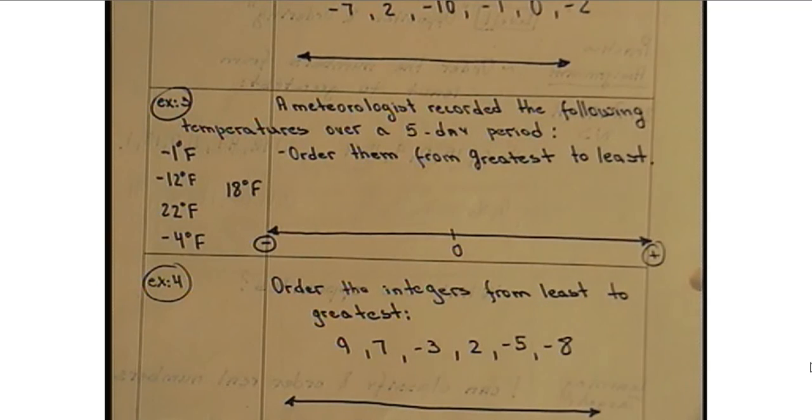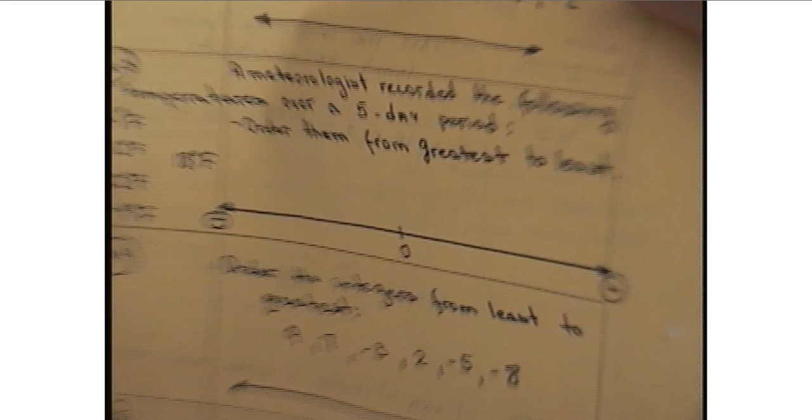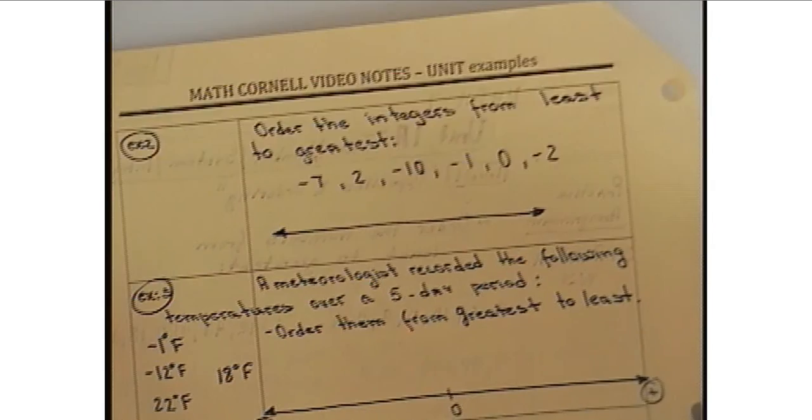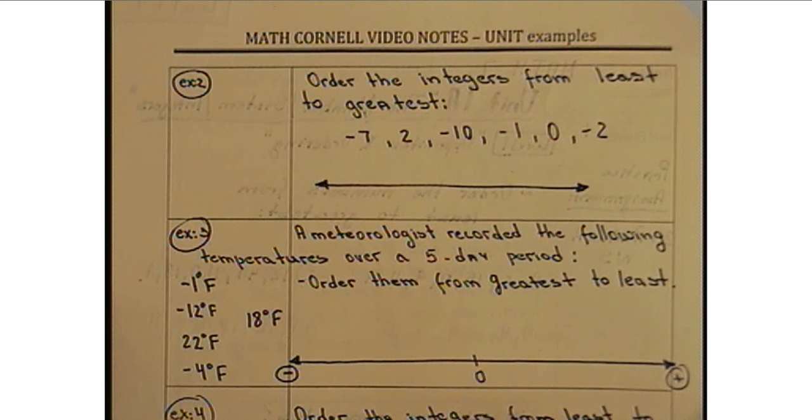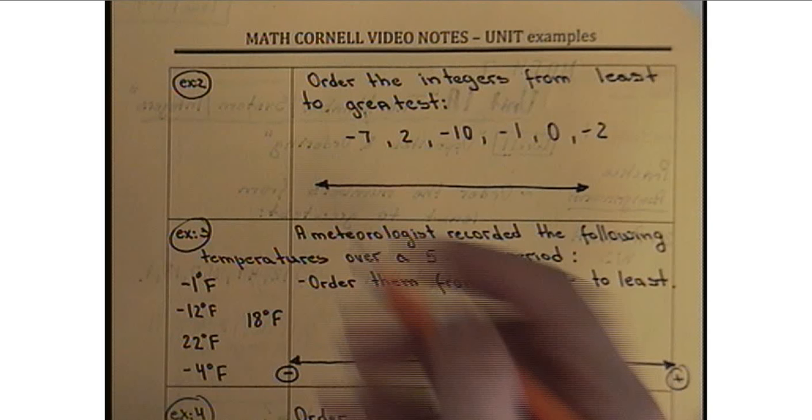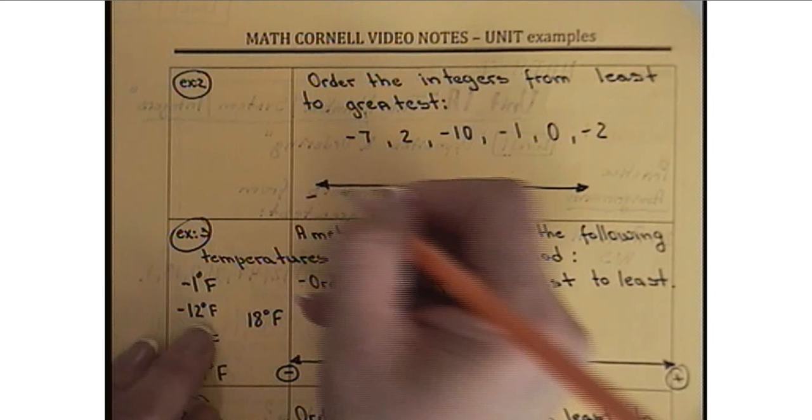So the next example of your notes is about how we order integers from least to greatest. So if I have to order integers, normally it will be easier for me to use a number line. Why is that? Well, because the number line gives you a visual and it's a little bit easier to think about where the numbers should be. And we have some negatives and some positive numbers.